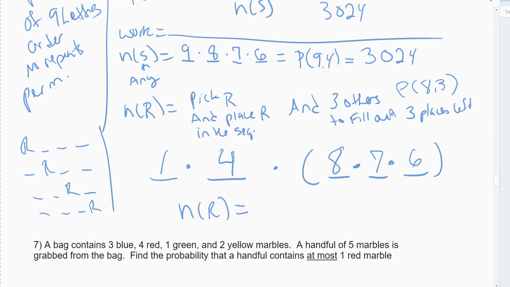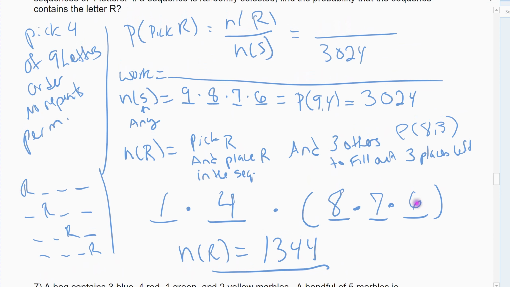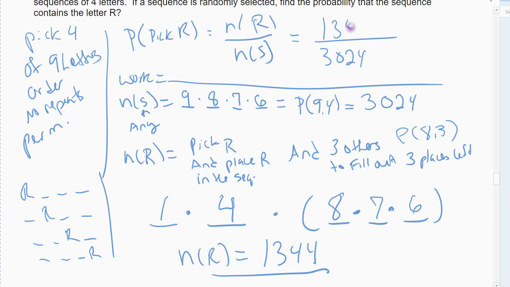Alright, so if you multiply that out, that comes out to 1,344 of my sequences contain the letter R, so that goes up into this fraction here. 1,344 out of my 3,024 contain the letter R in my sequence, and then we divide that out on the calculator. It's actually 4/9 if you reduce it, and so it's 4.444 continuing, is the probability. So 44% chance of that happening.